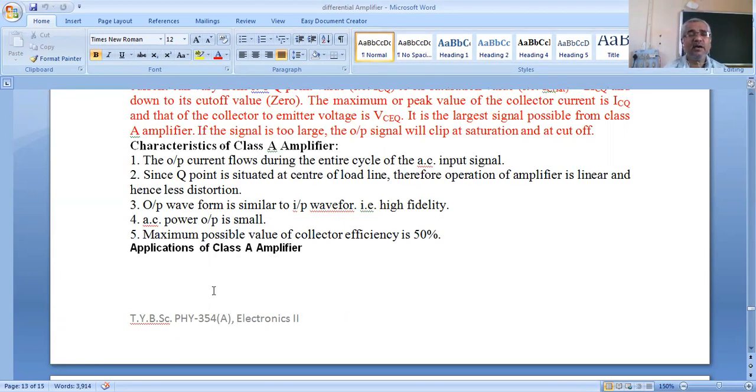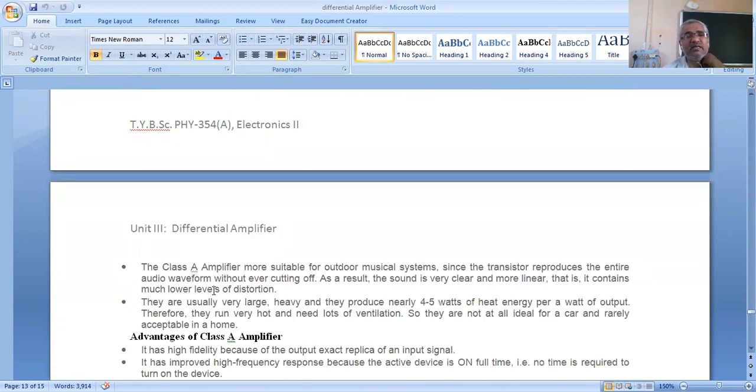So the applications of this class A amplifier: they are used for musical systems. Because in class A amplifier the total input signal is amplified at the output, and therefore due to the high fidelity and less distortion, these class A amplifiers are used for musical systems, because the transistor reproduces the entire audio waveform without ever cutting off. Therefore, as high fidelity is there, the sound is very clear and more linear, and it contains very low distortion.